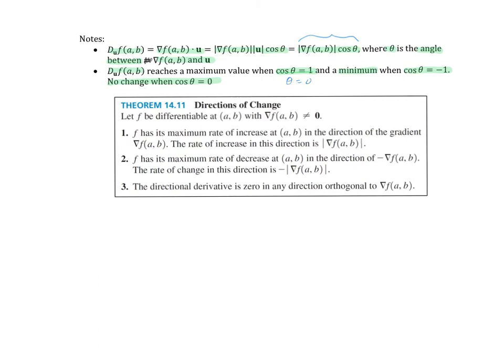And if the angle between our gradient vector and our unit vector is 0, that means they're going in the same direction. They may have different lengths, but they're going in the same direction. Cosine of theta is equal to -1 at pi, and 0 at theta equal to pi over 2, 3 pi over 2.